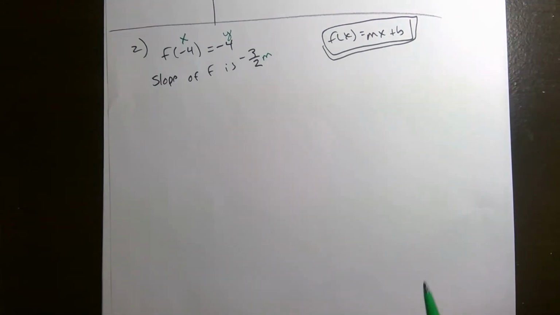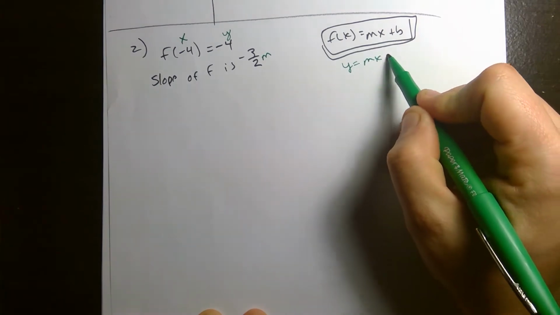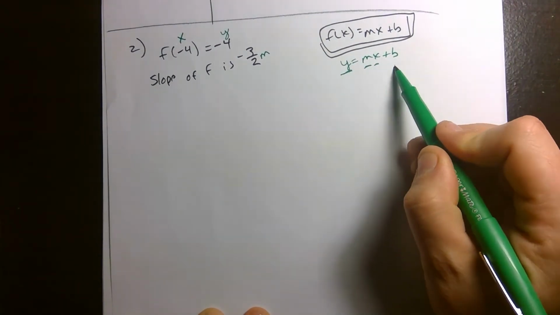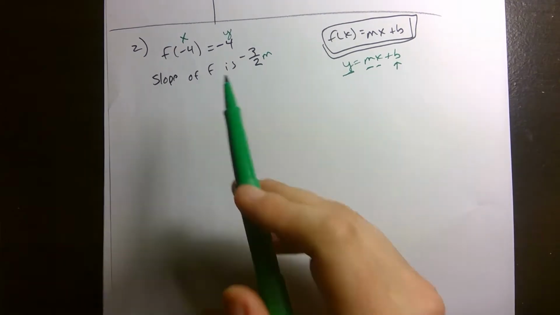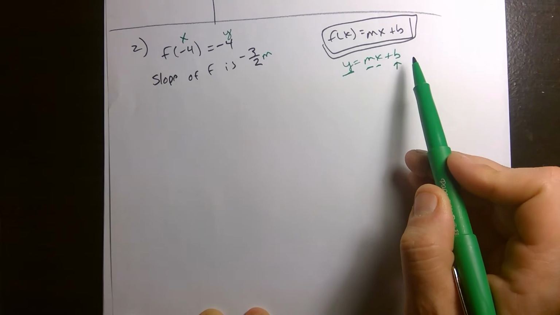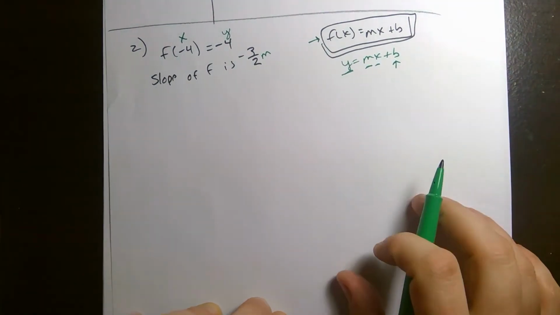A couple weeks ago, before we knew about function notation, we knew that this was really y equals mx plus b. Well, we have a y, we have an m, we have an x. What we do not have is a b. So we're going to take the numbers they give us, plug them into this equation, and solve for b. Then we will be able to go back and actually write the function, which is my end goal.